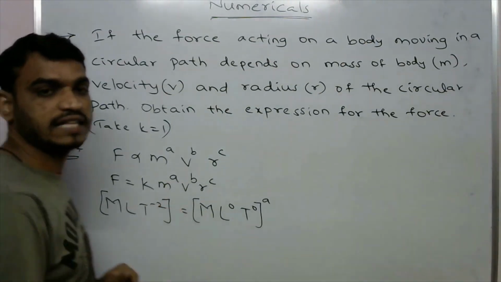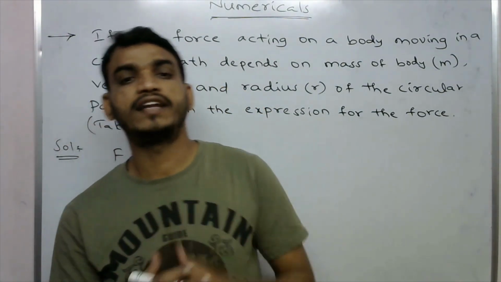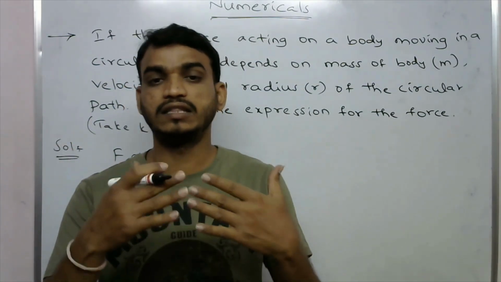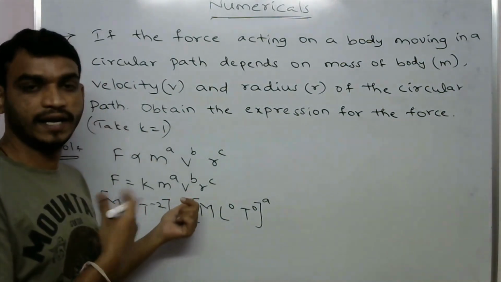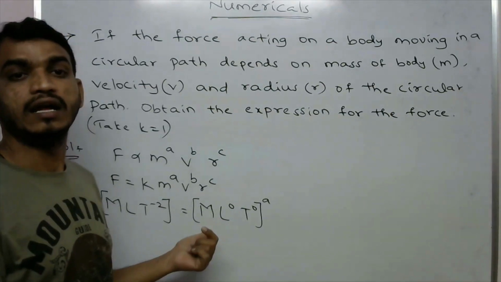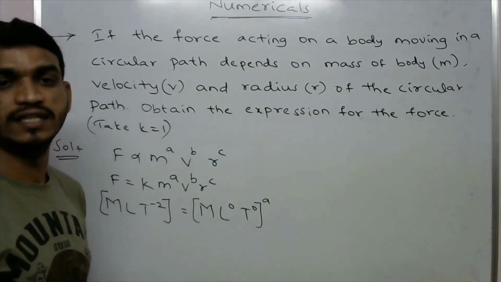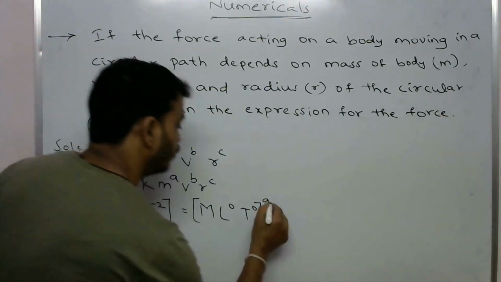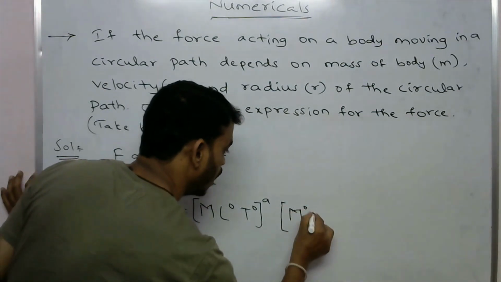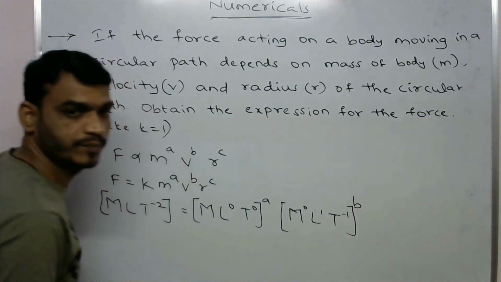And the next, velocity. Velocity is length by time, that is distance or displacement by time. The units are meter per second, meter per second means L by T. So L to the power 1 and T to the power of minus 1 are the dimensions of velocity. So here we can write M to the power 0, L to the power 1, T to the power of minus 1, whole to the power of b.